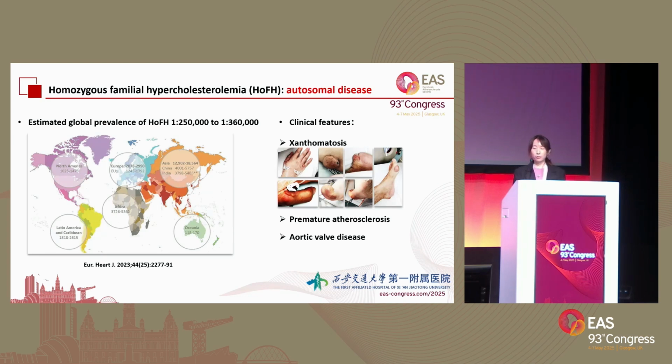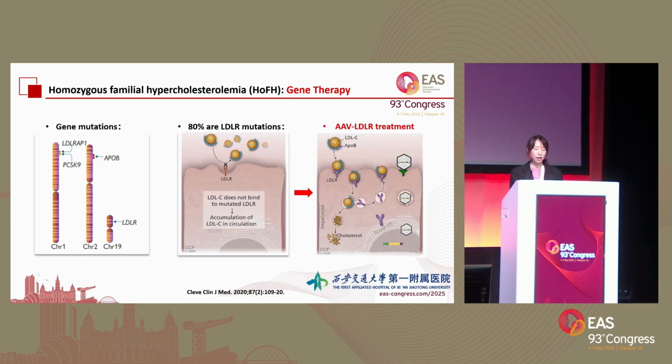As you are all well aware, FH is a rare autosomal disease characterized by severely elevated LDL cholesterol level, which leads to accelerated ASCVD and early death. The clinical features include xanthomatosis, premature atherosclerosis, and aortic valve disease. And HoFH is caused by mutations in genes involved in clearance of LDL particles, mainly including LDL receptor, PCSK9, and ApoB.